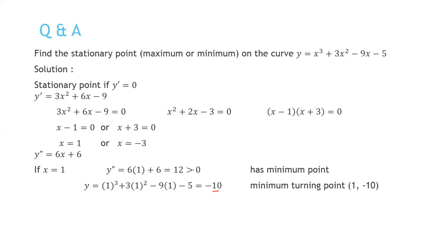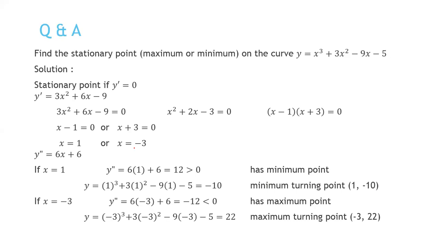So how about if x equals negative 3? If x equals negative 3, we substitute this x into the second derivative, which becomes 6 times negative 3 plus 6, equal to negative 12. Negative 12 is less than 0. If less than 0, it means when x equals negative 3, this function has a maximum point.